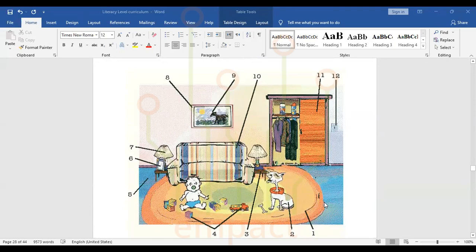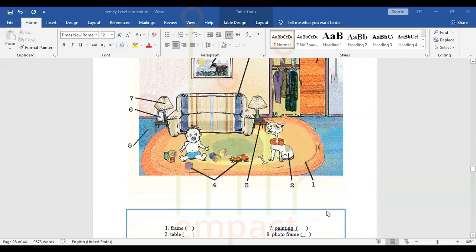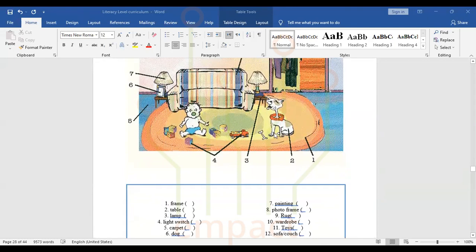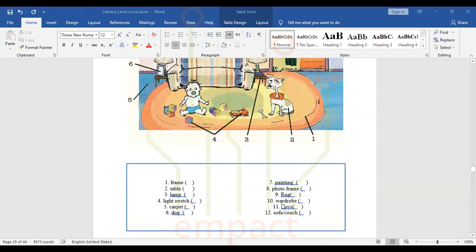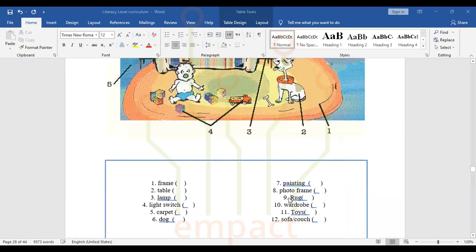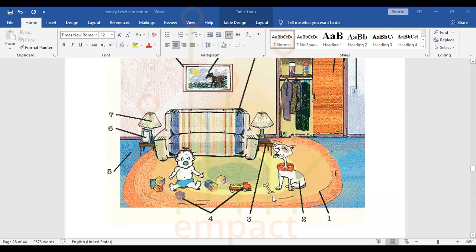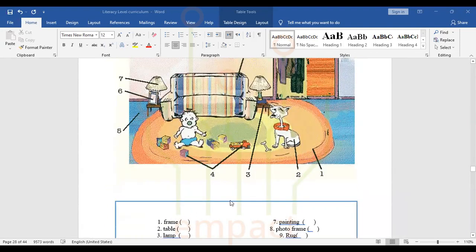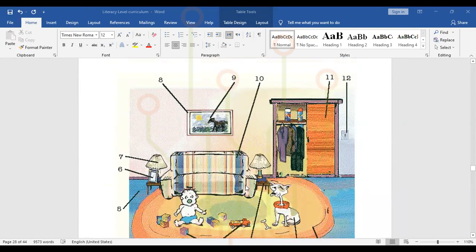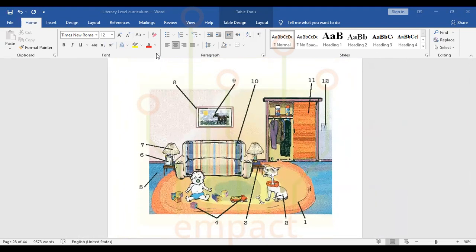So now in this very simple picture, we have some pictures. We have to match them with the words. It's about matching the pictures with the correct word. Here we have 12 words. The first one is frame, table, lamp, light switch, carpet, dog, painting, photo frame. Number 9 is rug, 10 is wardrobe, 11 is toys, 12 is sofa or couch. So let's get started. Which number is the frame? Can you see the picture? Yes, I think the numbers are quite clear.